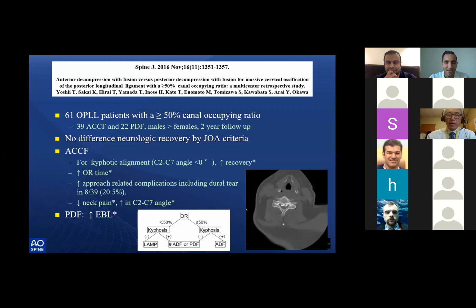How about other studies of OPLL with greater than 50% canal compromise? Once again, there was no difference between anterior cervical decompression versus posterior decompression. Again, the corpectomy patients did maintain better kyphotic alignment and higher recovery, but it had increased OR time along with approach-related complications. Again, this is a repetitive theme. OPLL, dural tear. With posterior decompression and fusion patients, you expect a higher blood loss.